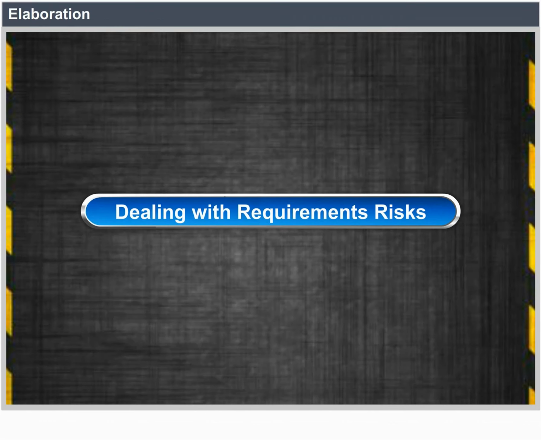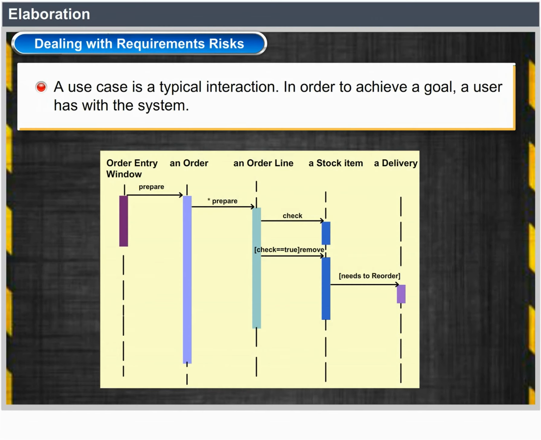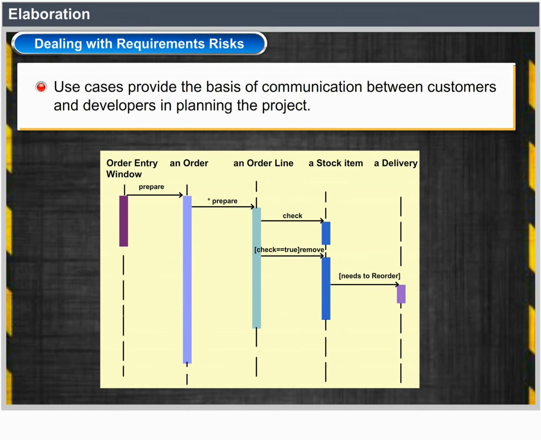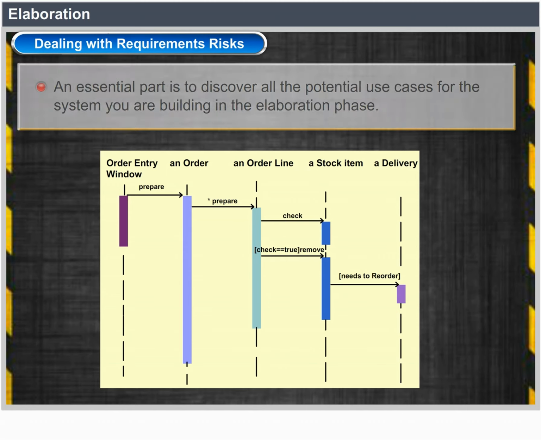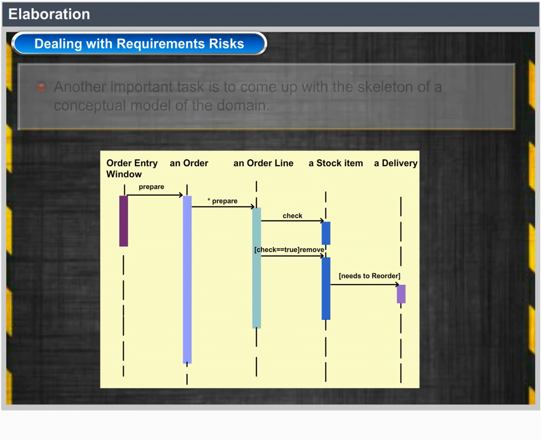Elaboration. Dealing with requirement risk. A use case is a typical interaction a user has with the system in order to achieve a goal. Use cases provide the basis of communication between customers and developers in planning the project. An essential part is to discover all the potential use cases for the system you are building in the elaboration phase. Another important task is to come up with the skeleton of a conceptual model of the domain.